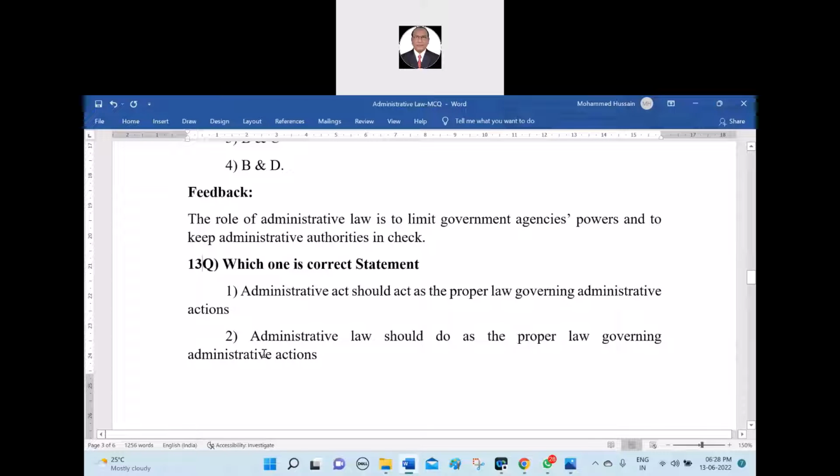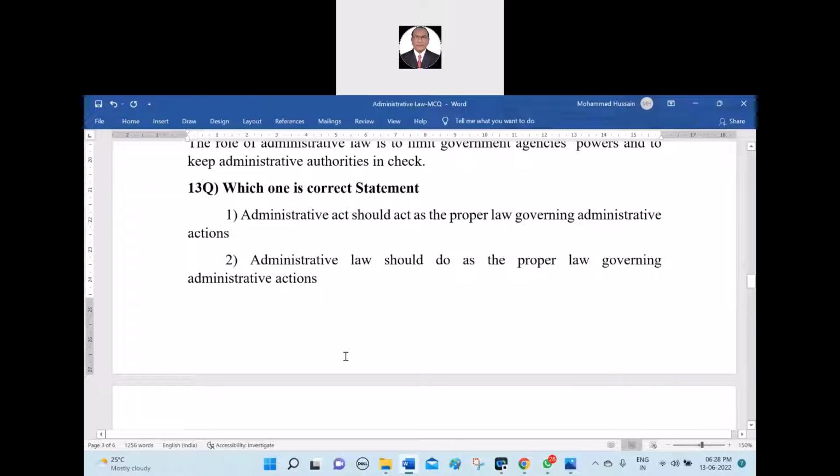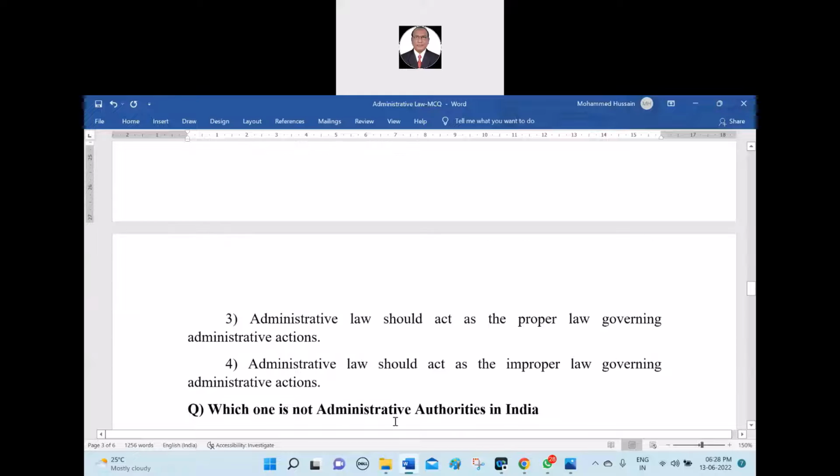Which one is the correct statement? Number 1, administrative act should act as the proper law governing administrative action. Number 2, administrative law should do as the proper law governing administrative actions. Number 3, administrative law should act as a proper law governing administrative actions. Number 4, administrative law should act as the improper law governing the administrative action.